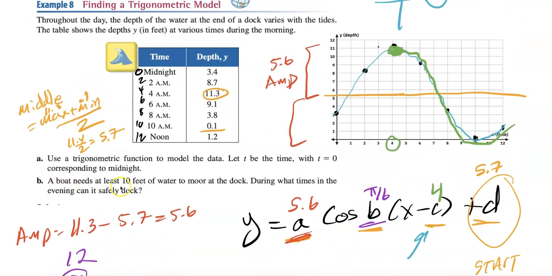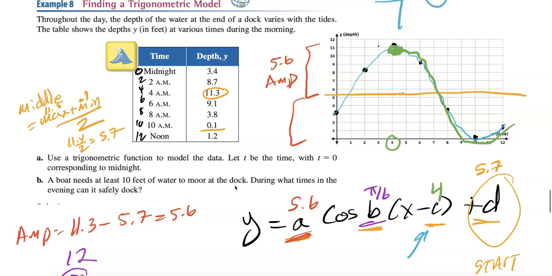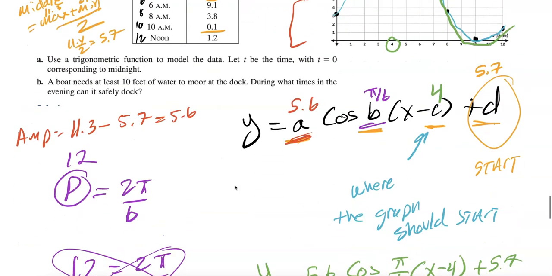And then the boat needs at least 10 feet of water to moor at the dock. But we just have to figure out where 10 is. 10 should be right here. And for that, we have to figure out what these points are, and we're going to use a calculator to do that. So let's do that real quickly.